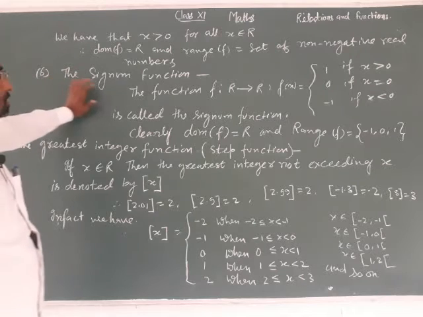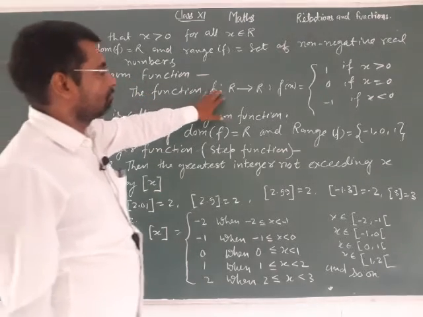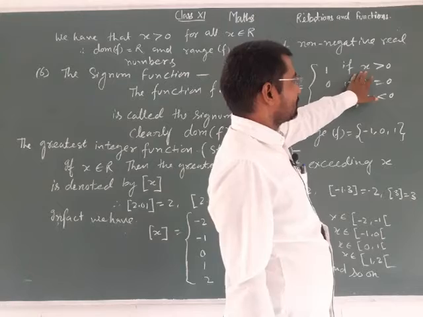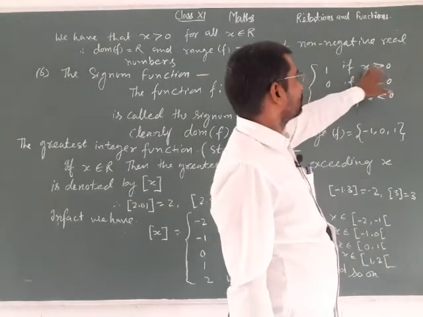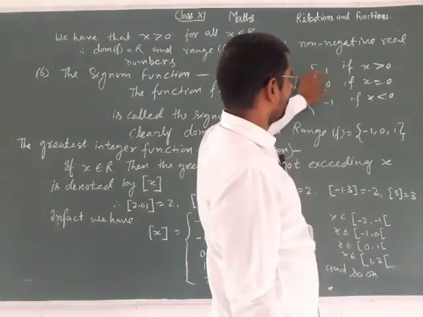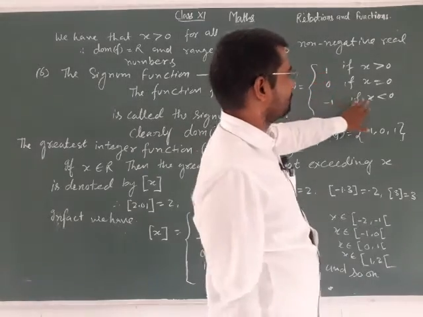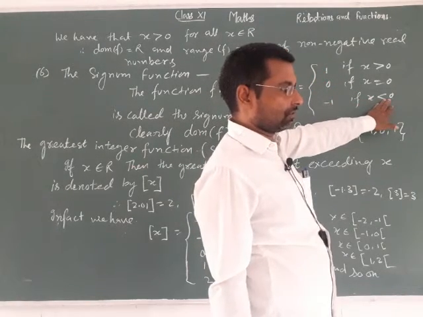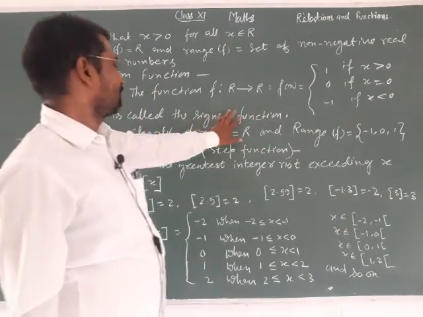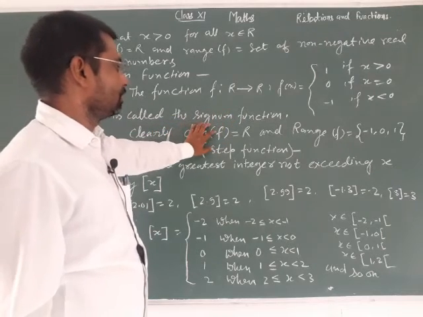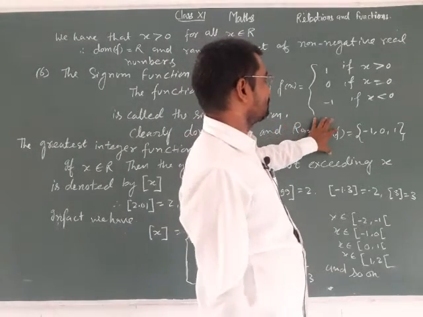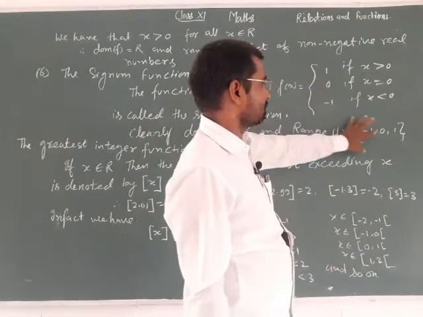Sixth, the signum function. The function F from R to R: F(x) = 1 when x is greater than 0, F(x) = 0 when x is equal to 0, and F(x) = -1 when x is less than 0. So it is called the signum function. Clearly domain F is equal to R and the range of the function is {1, 0, -1}.